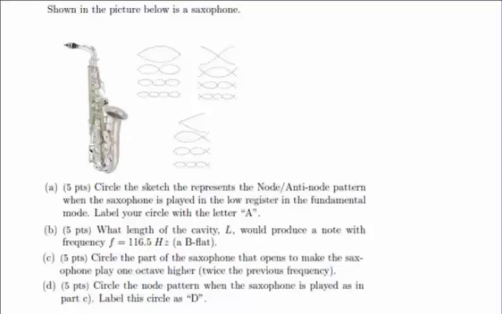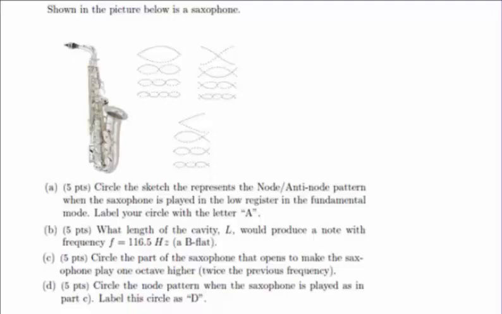Shown in the picture below is a saxophone. Part A asks us to circle the sketch that represents the node-antinode pattern when the saxophone is played in the low register and in the fundamental mode. Label that circle with the letter A.